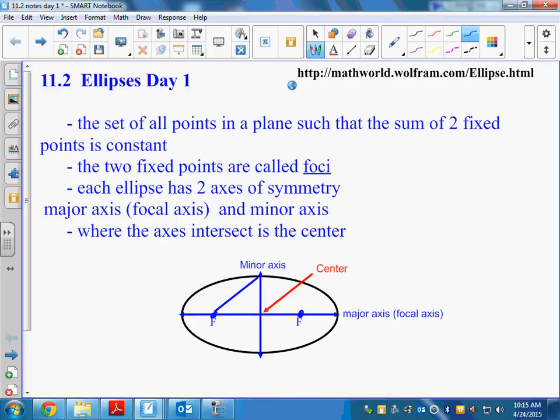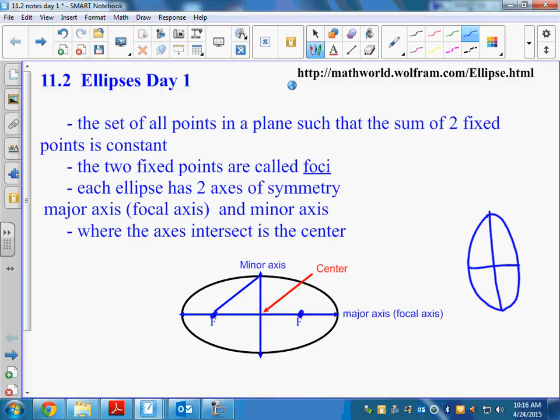They have two axes of symmetry, the major axis and the minor axis. The minor axis is the shorter axis. So you can have an ellipse that looks like this, where the major axis is going horizontal, or you can have an ellipse that looks elongated like this, where your major axis is vertical. And so just like with a parabola, there's two sets of equations, whether it's opening left or right or up or down. With an ellipse, there's two sets of equations, depending on whether it's longer sideways or longer vertically.